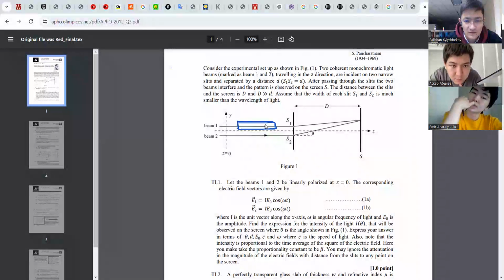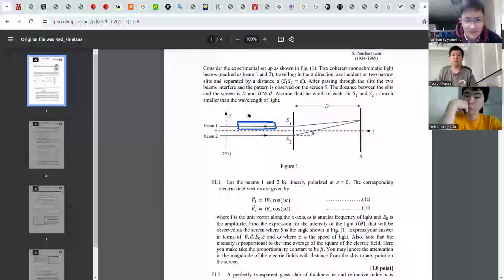Because of this one, you will have a path difference, a phase difference. Because the wavelength gets shorter in the slab, you get an extra path length.